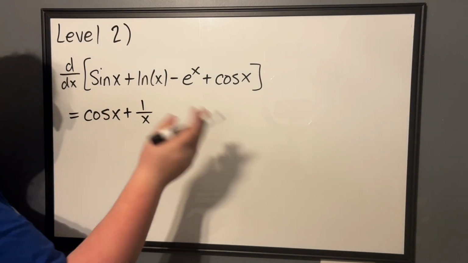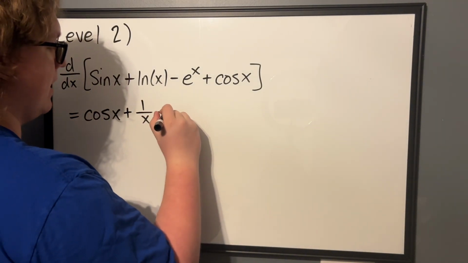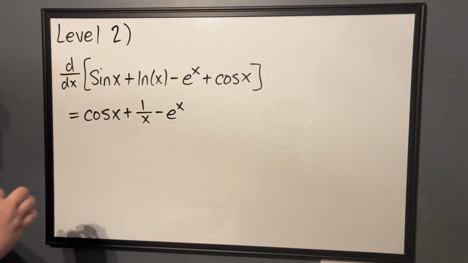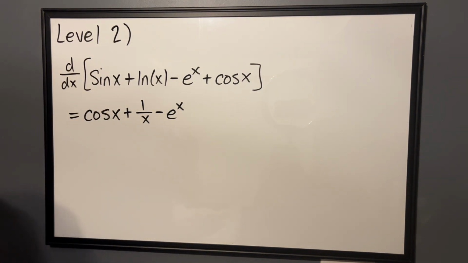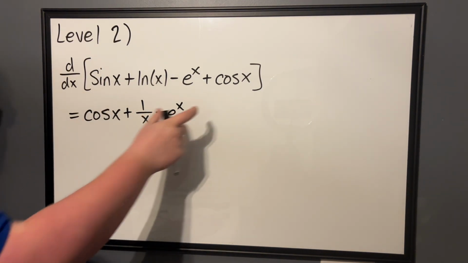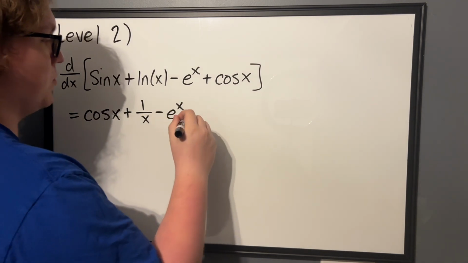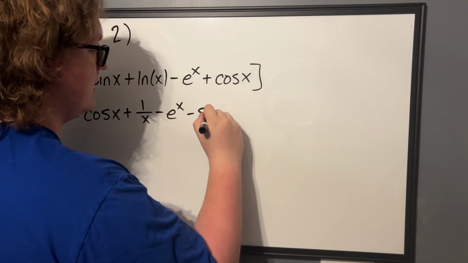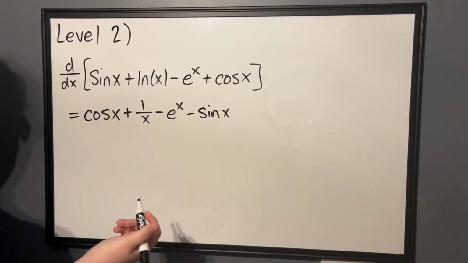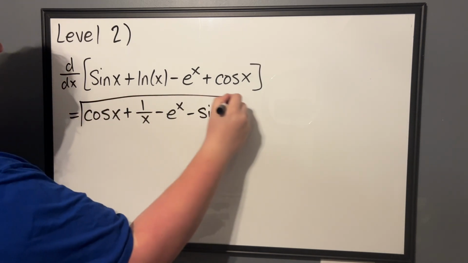E to the x stays the same no matter what, so this is going to be a minus e to the x. And now the derivative of cosine x is negative sine x. So because it's a negative sine x, this sign needs to change. So we're actually going to have a minus sine x. And that's it. That's the derivative right here.